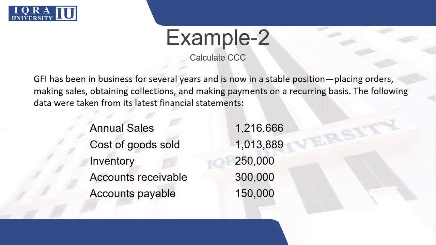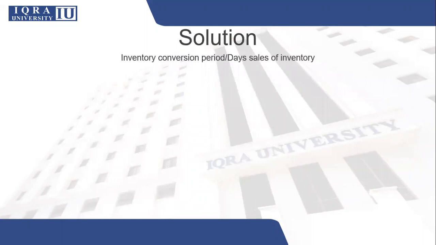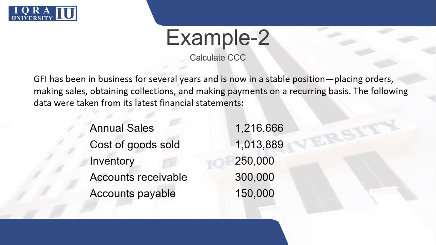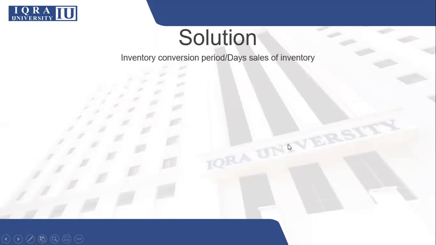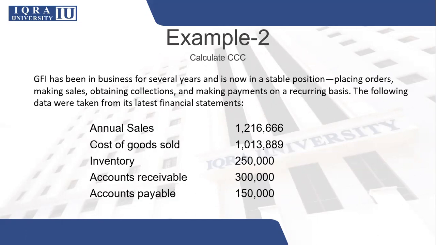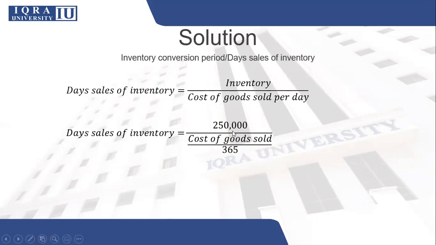First thing you will require to do so is the inventory conversion period, also called the day sales of inventory. The formula is inventory divided by cost of goods sold per day. So let's go back and see the inventory amount is 250,000 and the cost of goods sold is 1,013,889. So you can plug in the values. This gives you a day sales of inventory of 90 days. So the business is going to take 90 days to sell their inventory.